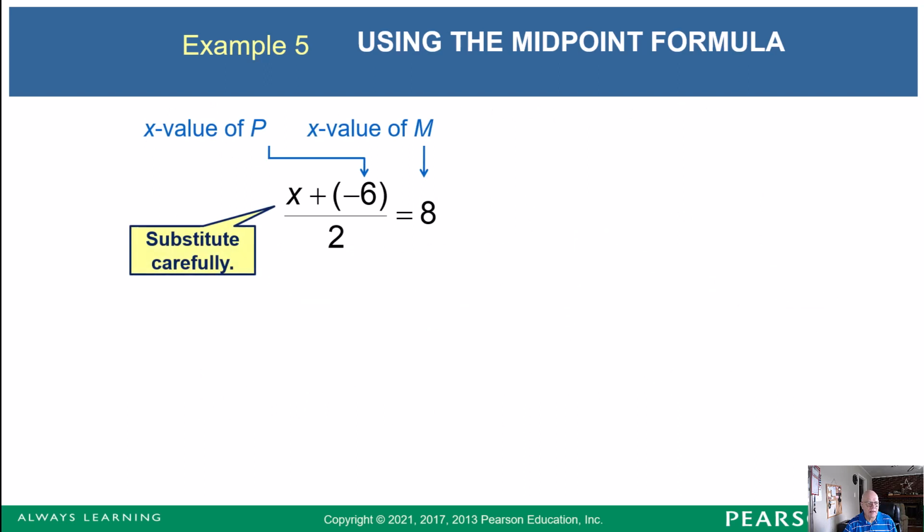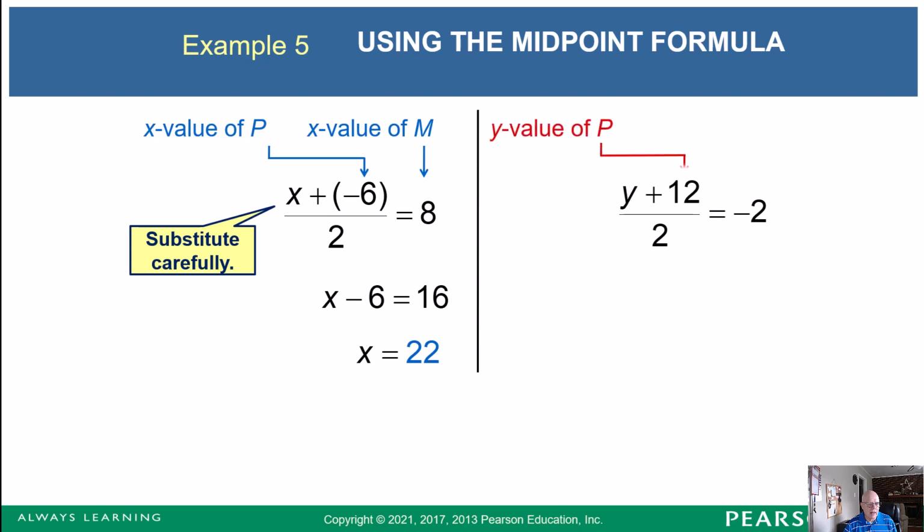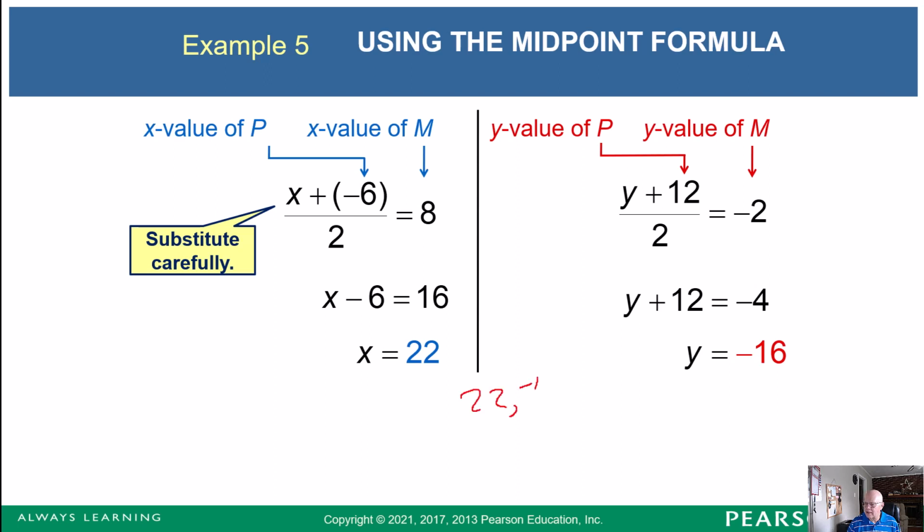Like this. There's from point P, and there's the x coordinate for the midpoint, 22. Try that for the y. Add the y coordinate you know to the one from the midpoint, divide by 2, solve that simple equation, and there's the y coordinate for that endpoint, 22. Negative 16 is the missing endpoint.